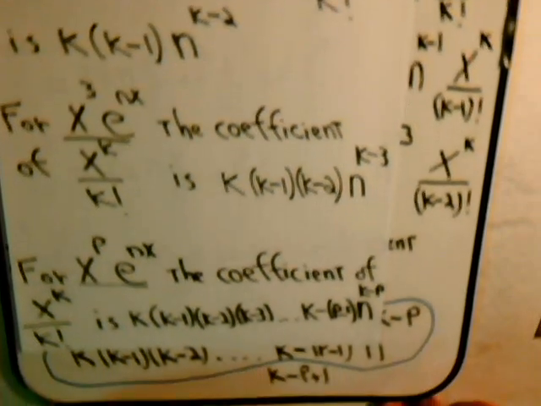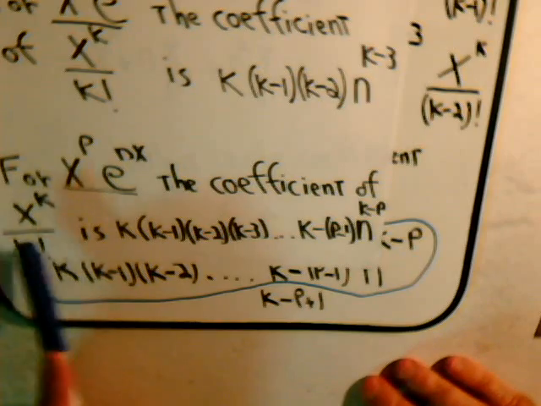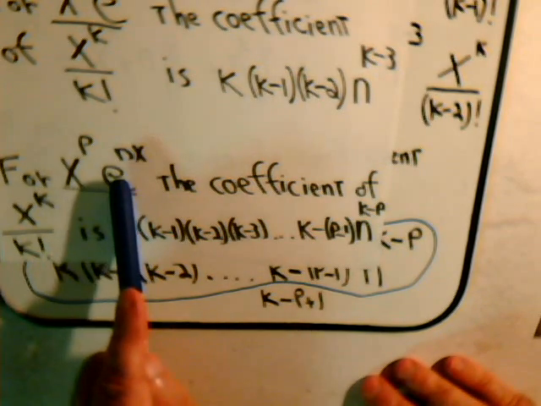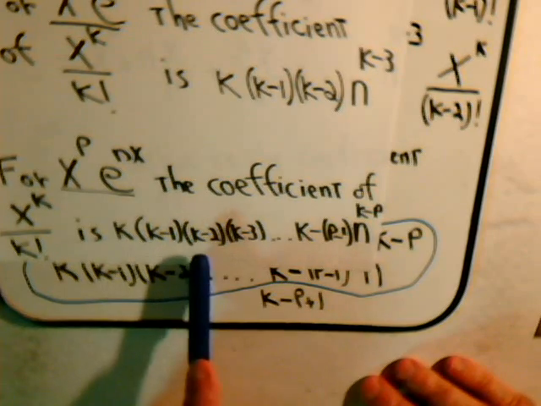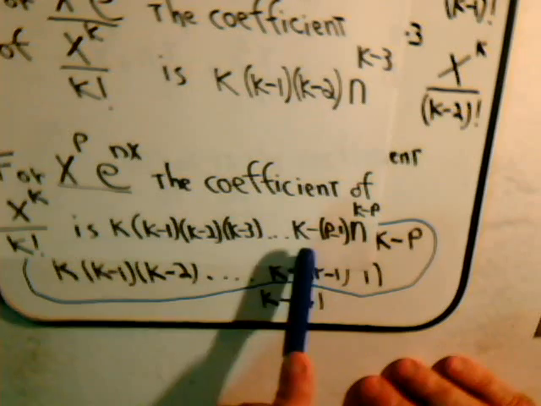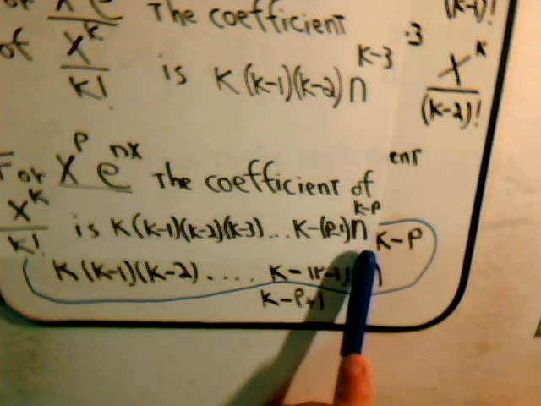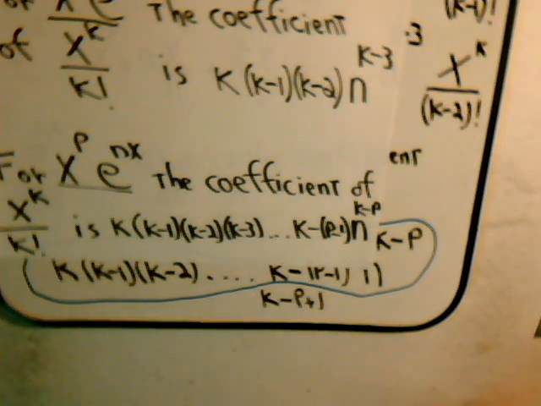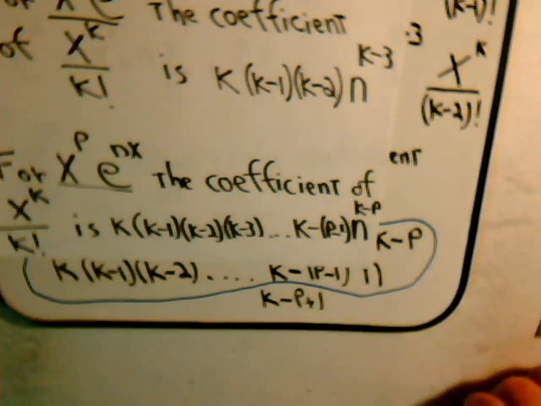Or in general, the expression is this. Here we have x to the p, e to the nx, and it's going to be k times k minus 1 times k minus 2, all the way now to k minus p plus 1, times n to the k minus p. And that'll be the coefficient of x to the k over k factorial.